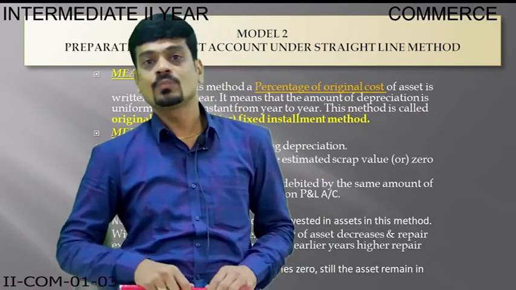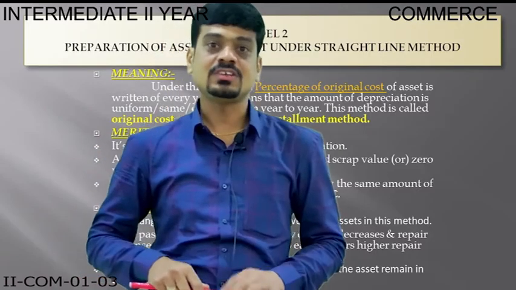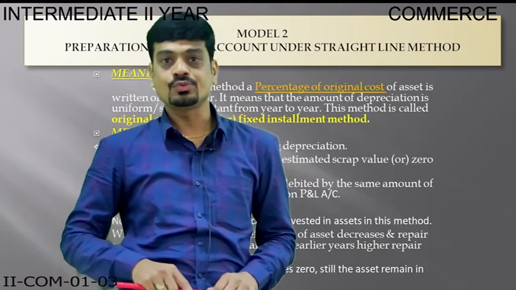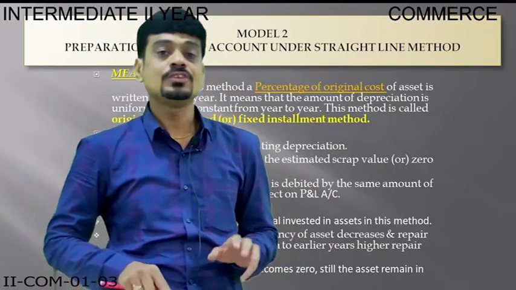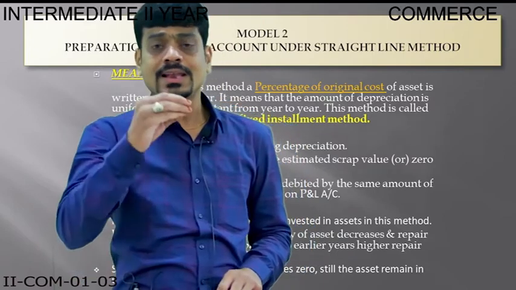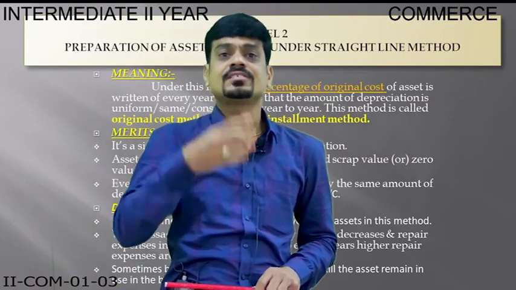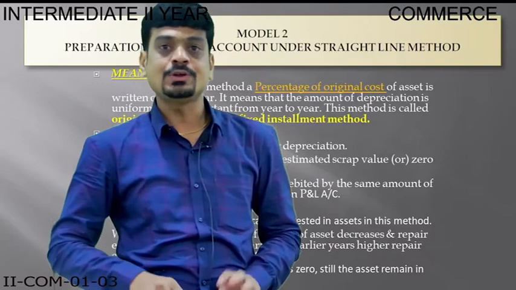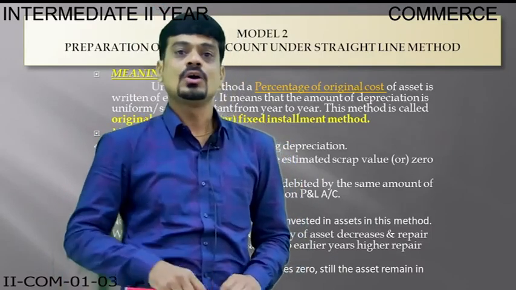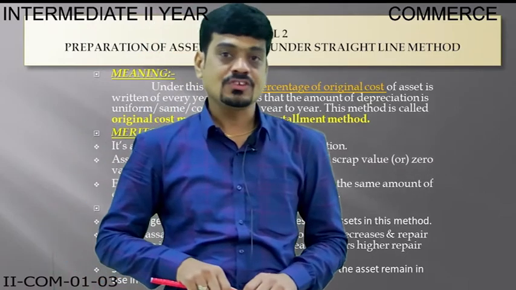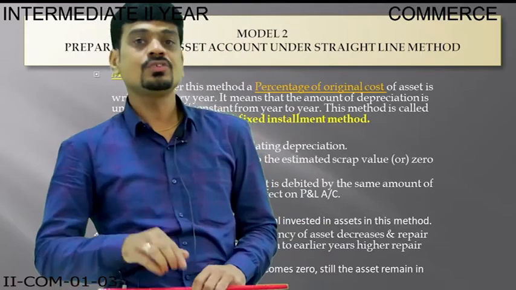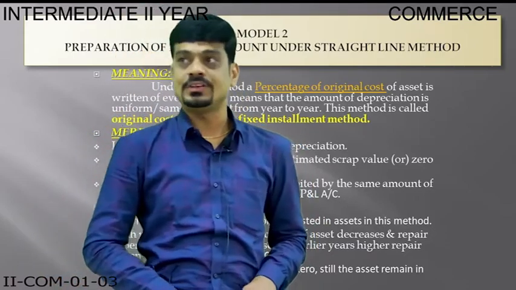Then we saw what the causes for depreciation are, like use of asset, passage of time, effects of time, and so on. And then we saw the three major factors of depreciation: cost of asset, scrap of asset, that is the scrap value, and the useful life of asset. And there we saw how to calculate depreciation also. And along with that, we saw different methods of charging depreciation.